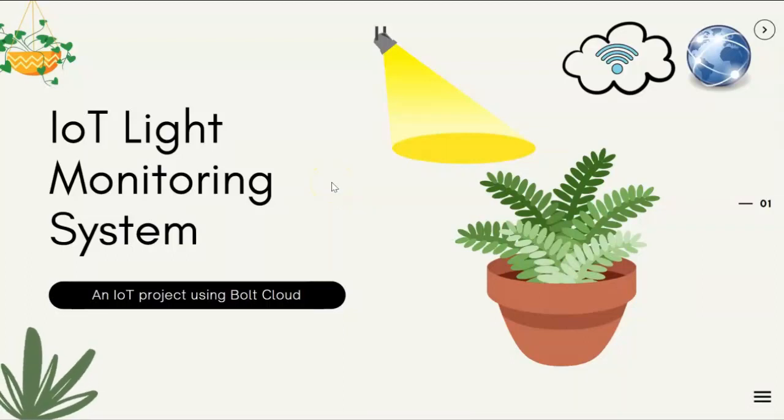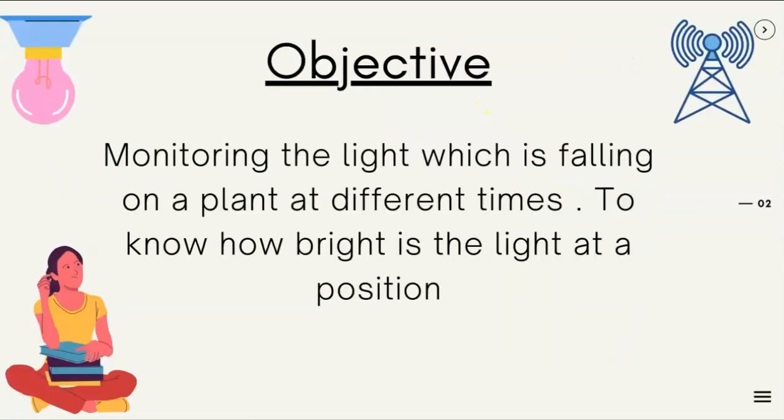Hello, this is my first project. The project name is IoT Light Monitoring System. I'm using Bolt Cloud for this project. Now, the objective of this project is to monitor the light which is falling on a plant at different places.